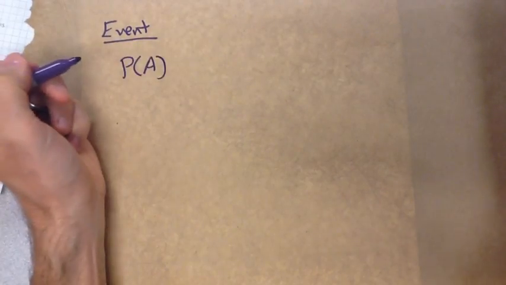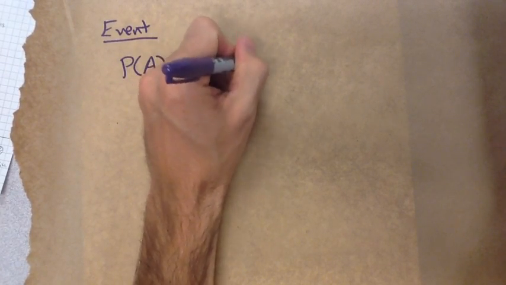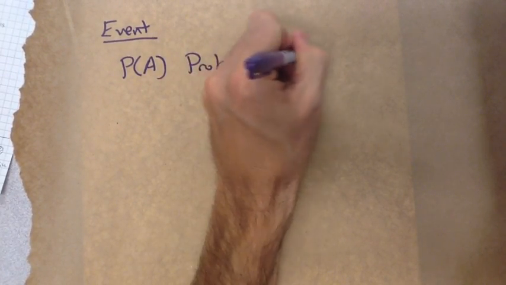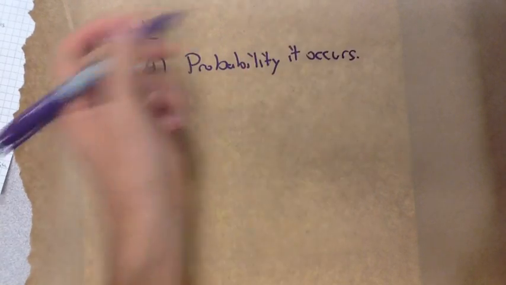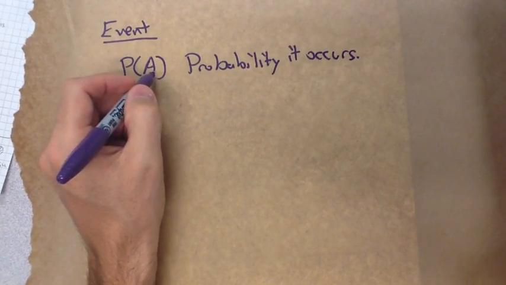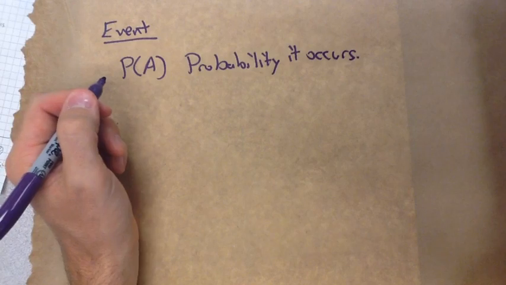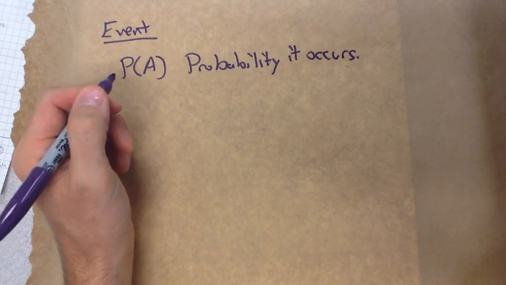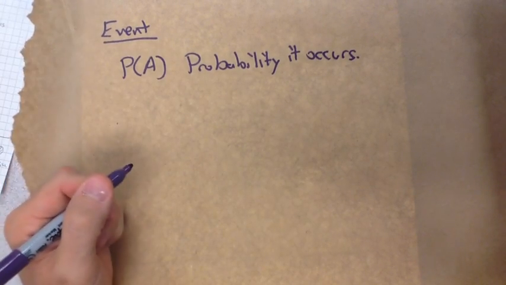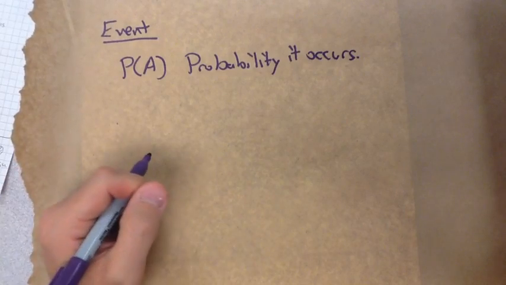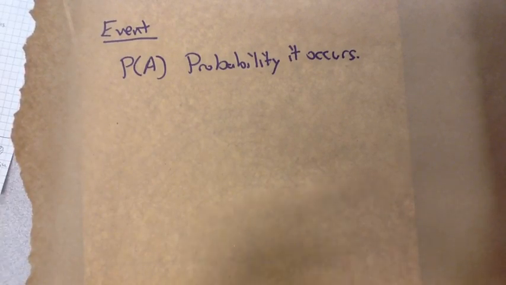Before we talk about what an independent or mutually exclusive event is, let's just talk about what an event is. When we look at the probability of an event, so if I'm looking at the probability of event A occurring, this is the probability it occurs. And then the probability of that is going to be between 0 and 1. 0 meaning it's not going to happen at all, 1 meaning it's guaranteed to happen. But really as we get closer to 0 and 1, it's just that more likely it will or will not happen.